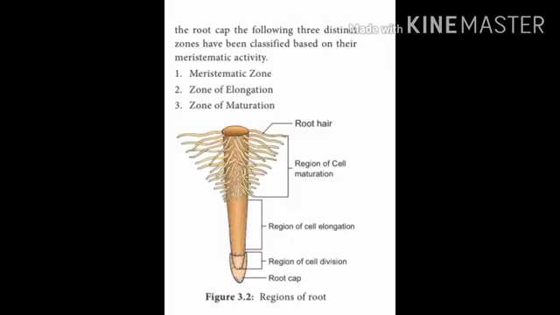Let's move on to the regions of a root. If you take a root, you can find 3 regions: the meristematic zone, the zone of elongation and the zone of maturation. The meristematic zone consists of the root cap, where cell division keeps taking place. In the region of cell elongation the cell enlarges, and in the maturation region the cell matures.